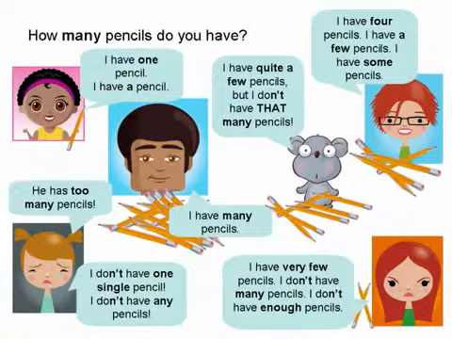I have 1 pencil. I have a pencil. I have 4 pencils. I have a few pencils. I have some pencils. I have many pencils. I have quite a few pencils, but I don't have that many pencils. He has too many pencils. I don't have 1 single pencil. I don't have any pencils. I have very few pencils. I don't have many pencils. I don't have enough pens.